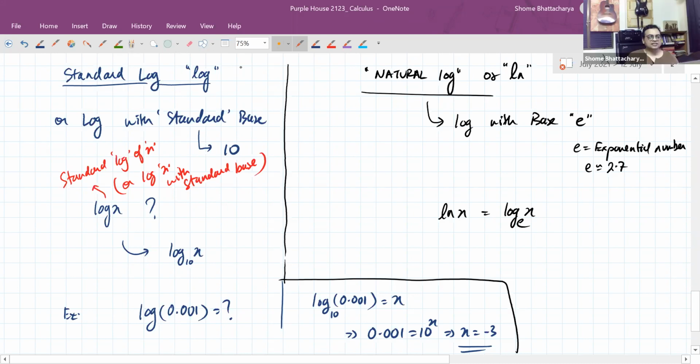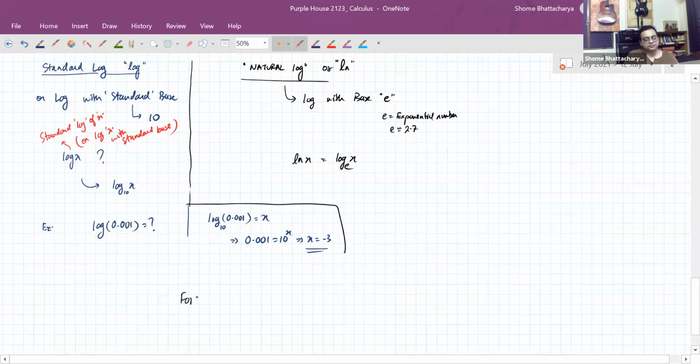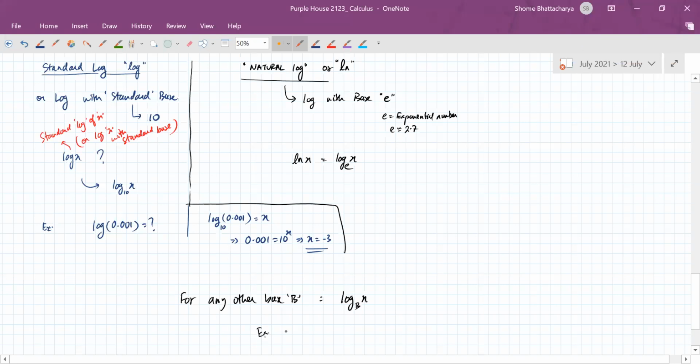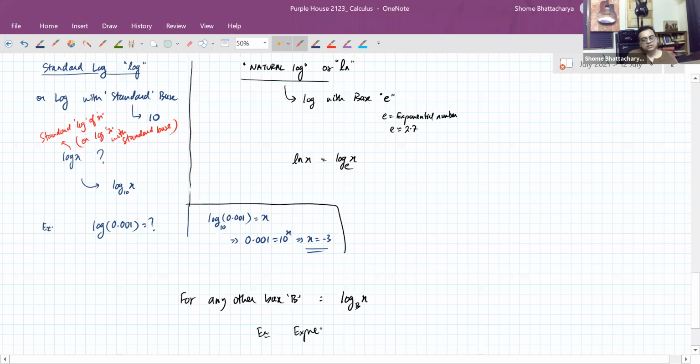Yes. Whereas other than 10 and e, if we want to use some other base, we have to use a symbol for any other base, let's say capital B. We have to take the base separately. So for example, if I want to express log of 20 to the base 4, then I have to express it this way: log of 20 to the base 4. I can't just leave it as log, because log alone without any base will mean that we are talking about the standard base, which is 10.